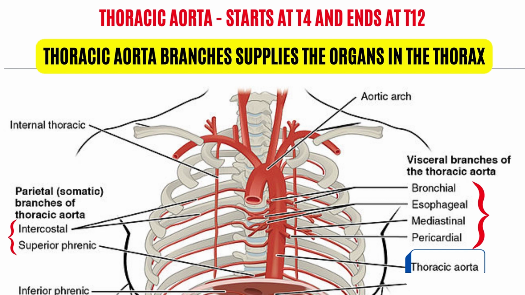Then there are superior phrenic arteries that supply the superior portion of the diaphragm. The last branches are the intercostal and subcostal arteries which supply the intercostal spaces, with the exception of the first and second because the first and second are supplied by a branch from the subclavian artery. The subcostal arteries supply the flat abdominal wall muscles.